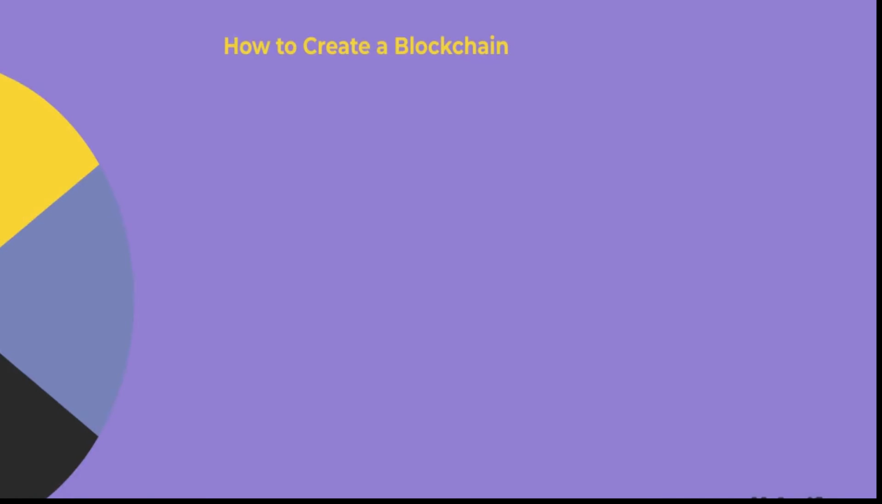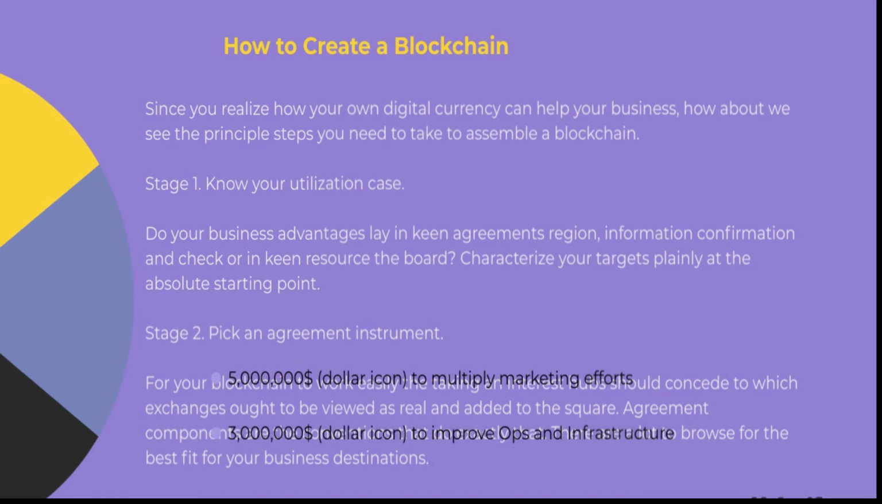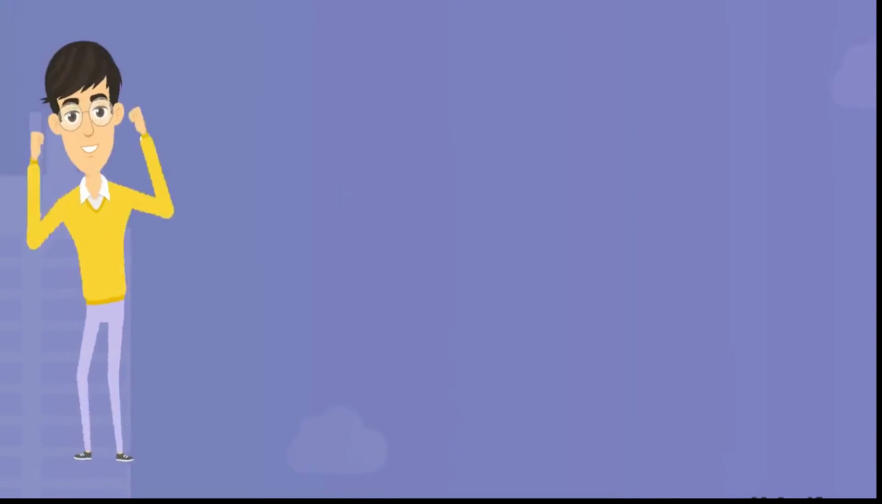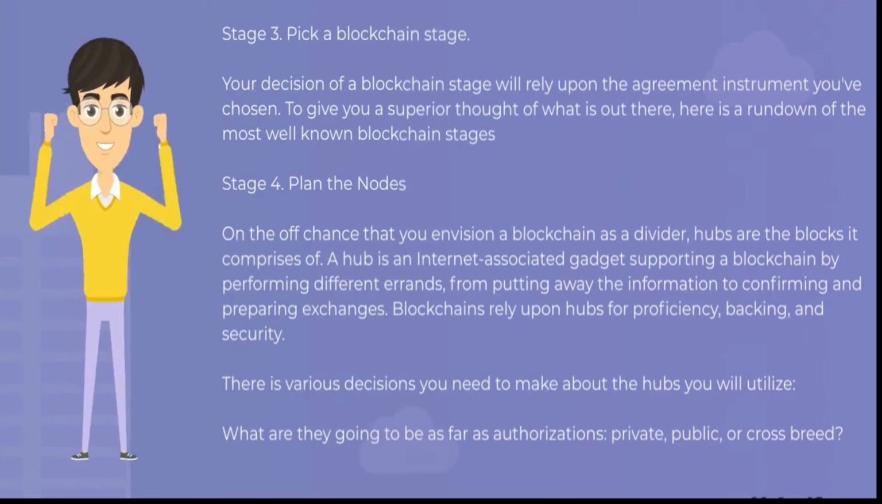Since you know how your own digital currency can help your business, let's see the main steps you need to take to build a blockchain. Step 1. Know your use case. Do your business benefits lie in smart contracts? Step 3. Choose a blockchain platform. Your choice of a blockchain platform will depend on the consensus mechanism you've chosen. To give you a better idea of what is out there, here is a list of the most popular blockchain platforms. Step 4. Design the nodes.